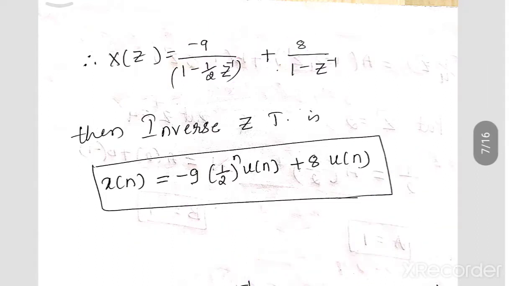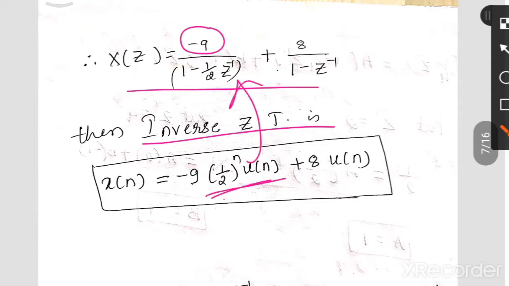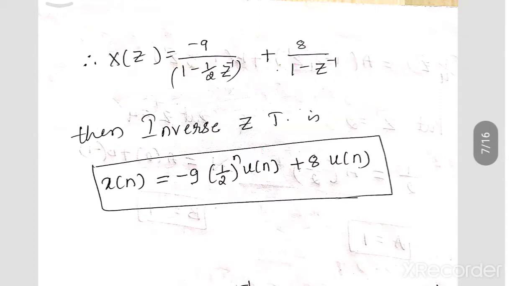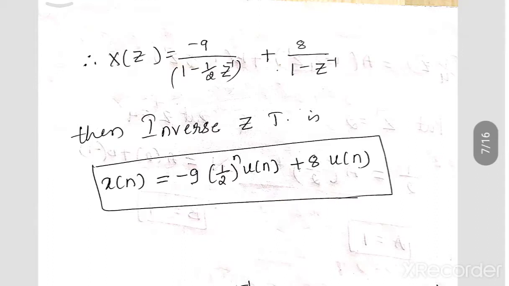Therefore, the inverse z transform for this particular signal will be constant minus 9 as it is, times 1 by 2 raised to n into u of n. Similarly, 1 divided by 1 minus z inverse is nothing but u of n. So therefore 8 into u of n. To get the inverse z transform, we are a bit familiar with the z transform first. So let's deal with another numerical so that you will get to know how we can identify it easily.